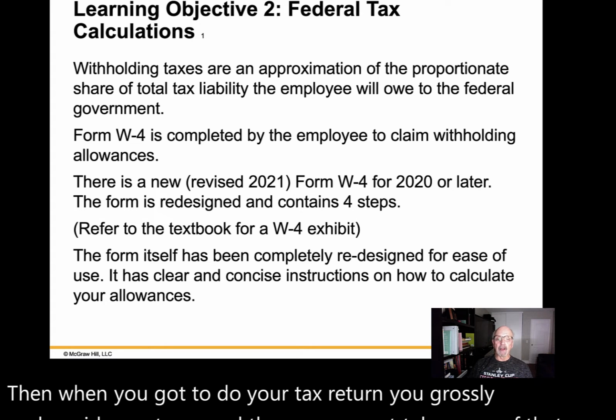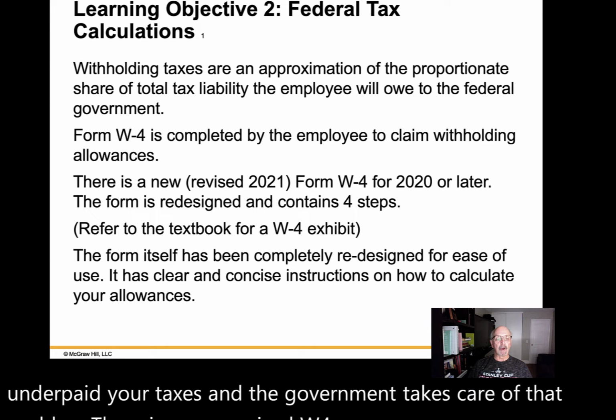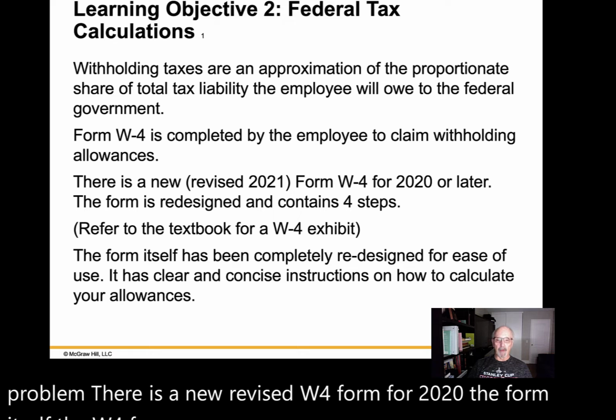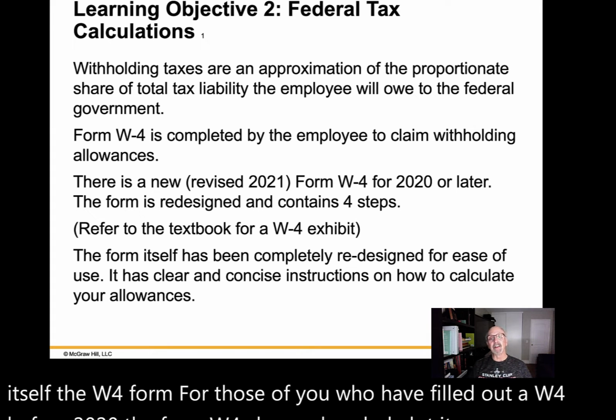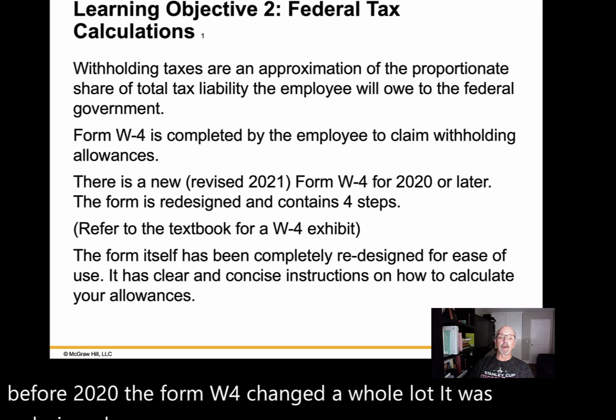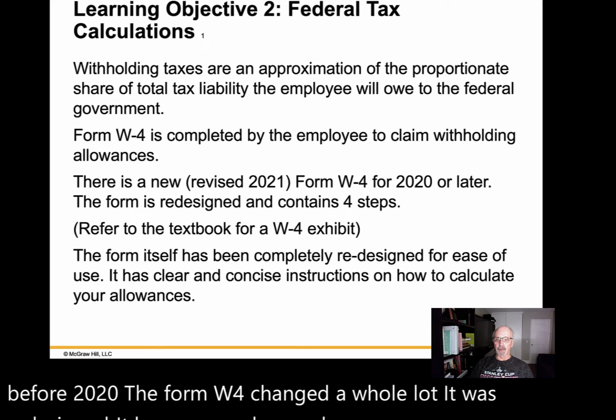There is a new revised W-4 form for 2020. For those of you who have filled out a W-4 before 2020, the Form W-4 changed a whole lot. It was redesigned. It has more clear and concise instructions on how to calculate your allowances.